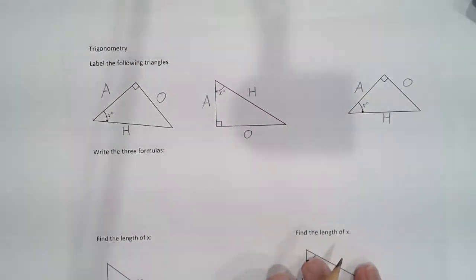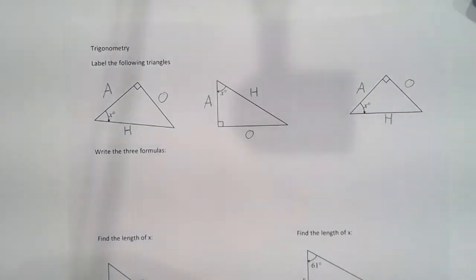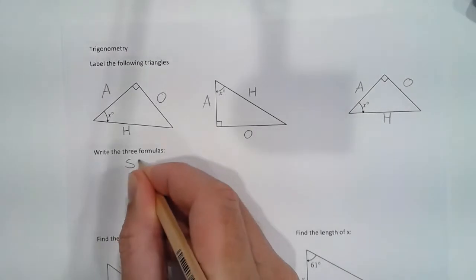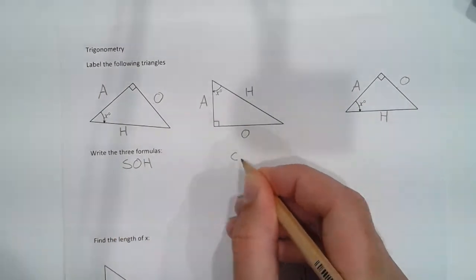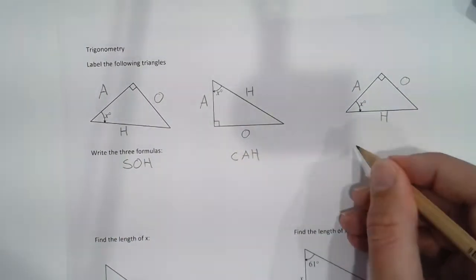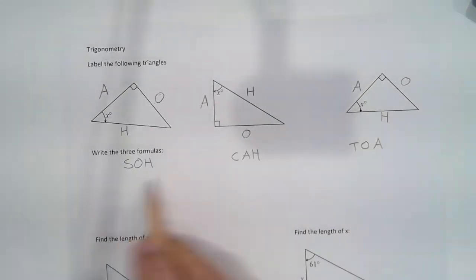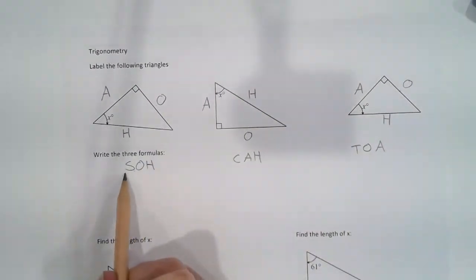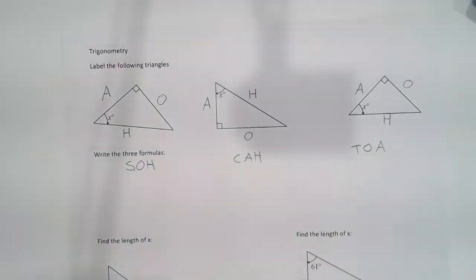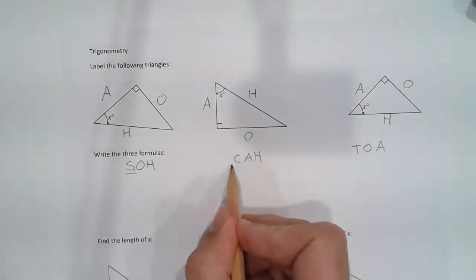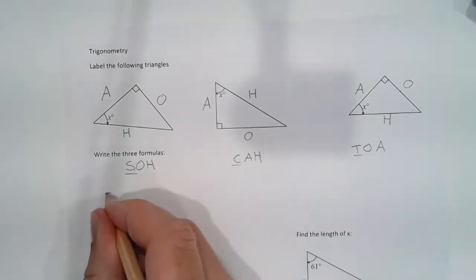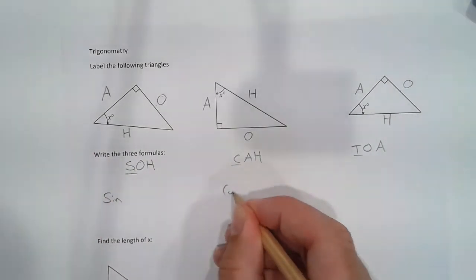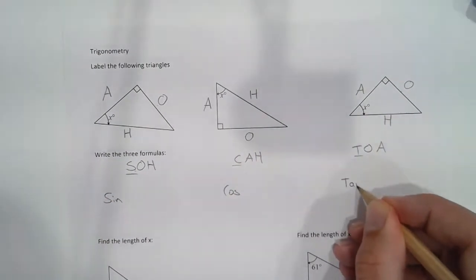Now the three formulas. You need to remember this acronym, if you will. SOH CAH TOA. We just say it, SOHCAHTOA. Each of these relates to three formulas that you need to learn. The first letter is what function. So this is sine, this one's cos, and this one's tan.